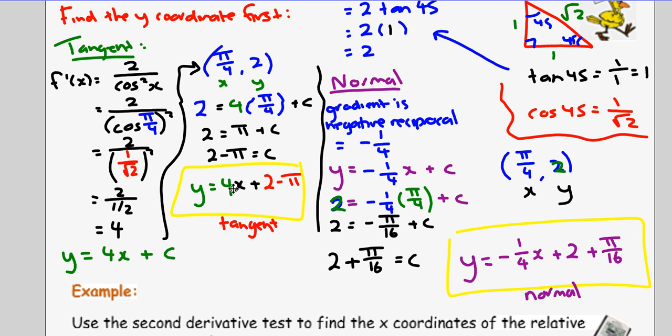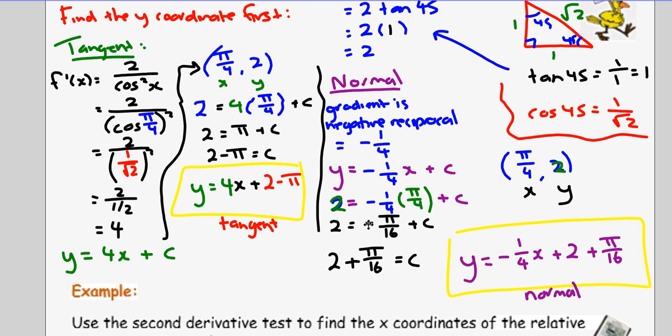Now you had to find this first to find the normal, because remember the normal is perpendicular to the tangent, so the gradient of the normal will be the negative reciprocal of the gradient of the tangent. So the gradient of the normal is the negative reciprocal of 4 in this case, which is negative 1 over 4. So far we have y equals negative 1 over 4 x plus c. To solve for c, we use the same coordinate because the tangent and the normal pass through the same coordinate. So plug in x is pi over 4, y is 2. Negative 1/4 times pi over 4 is negative pi over 16. To solve for c, you would add pi over 16 to both sides.